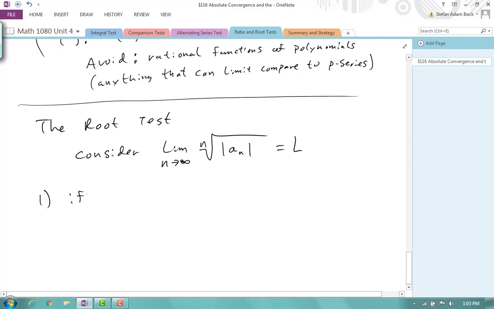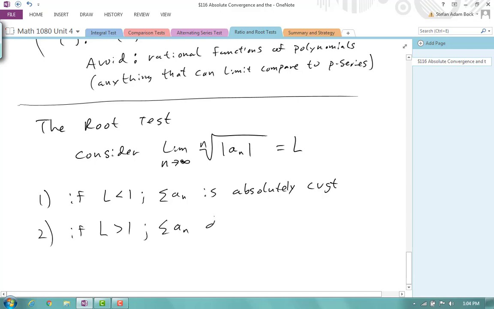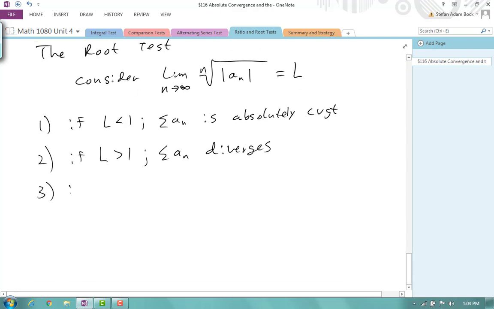So this has exactly the same conditions as the ratio test, but we just have a different limit to approach it with. So we say if L is less than 1, then the sum of a sub n converges absolutely. If it's greater than 1, the sum of a sub n diverges. And if it's equal to 1, it is inconclusive.